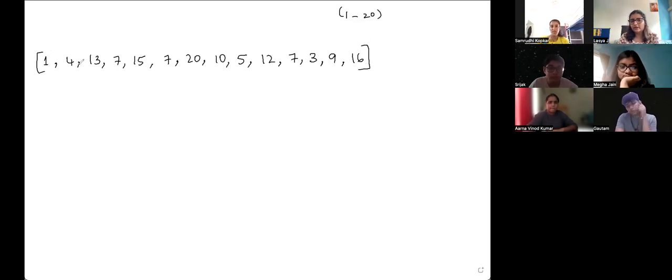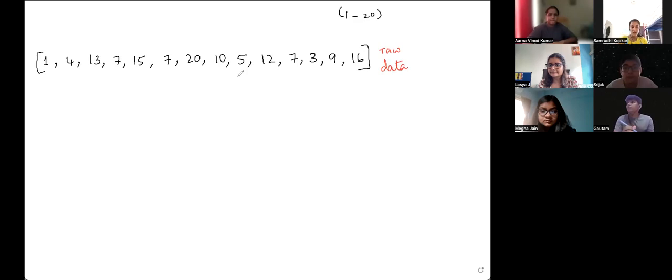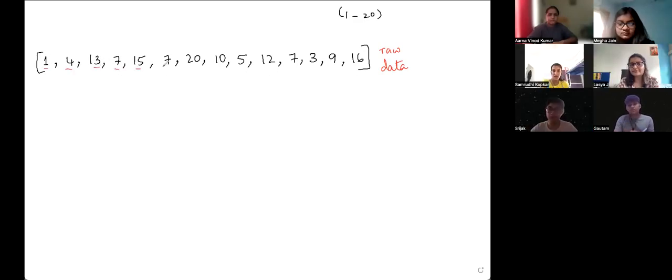So what do these numbers represent? The what I've collected here. Raw data. That is raw data, yes. So this is your raw data. What does raw data contain? हर एक number को क्या बताते हैं इसमें? Like what do you call each of these numbers?